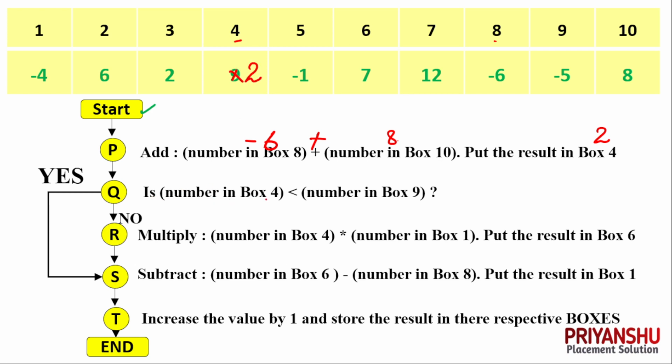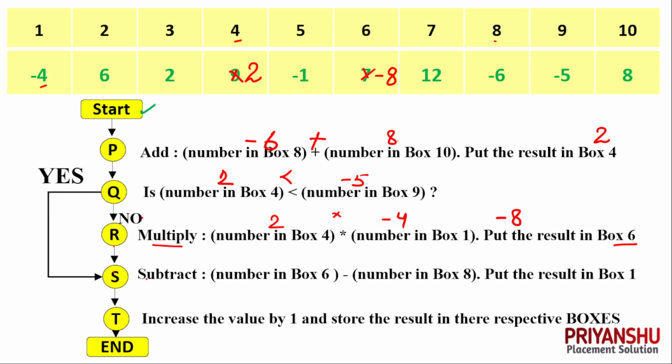Is the number in box 4 less than the number in box 9? Box 9 is 9 minus 5. The condition is again false, right. The condition is false, so it will move to this No part, and this will move to this multiply. Multiply means the number in box 4, which is nothing but 2, multiplied with the number in box 1. Box 1 has -4, sorry -4 is there, and we need to multiply, so it's nothing but -8, and -8 will be put in box 6. Box 6 now has -8, guys. Clear? Let's move to the third one.